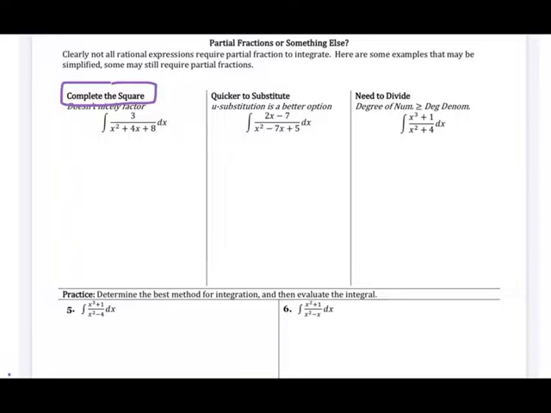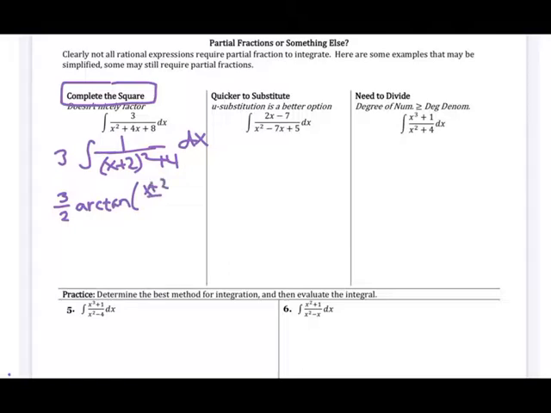So what we can do is rewrite this as 3 times the integral of 1 over, and we can complete the square in the denominator. This is going to become x plus 2 quantity squared plus 4 dx. In the denominator, I notice that I have the sum of 2 squares. In the numerator, I have a constant. So this is an arctan situation where a is equal to 2. So this is going to become 3 over 2 times arctan of x plus 2 over 2 plus c.